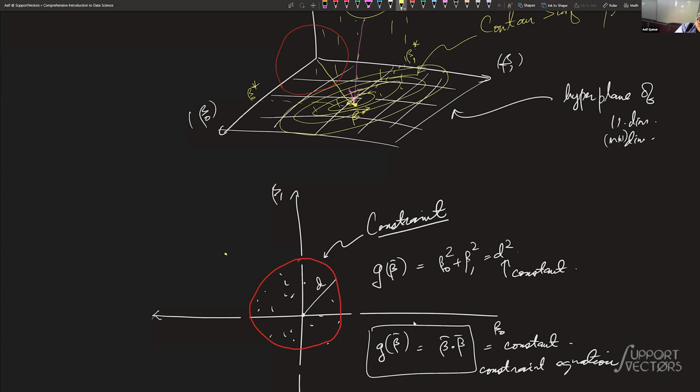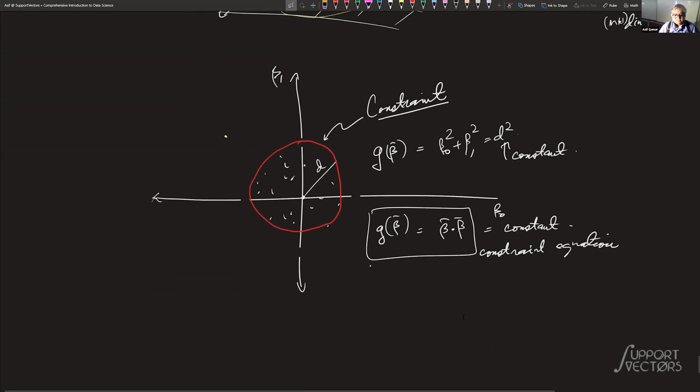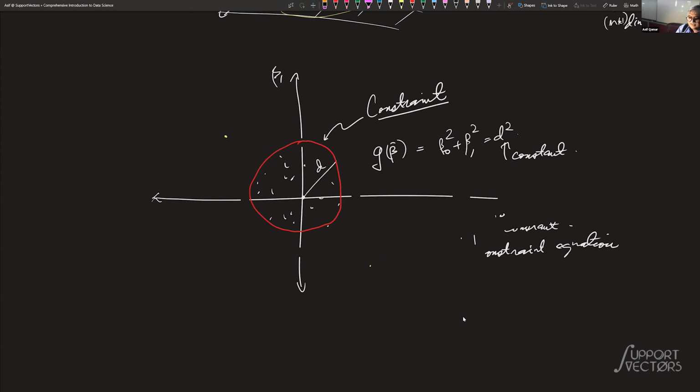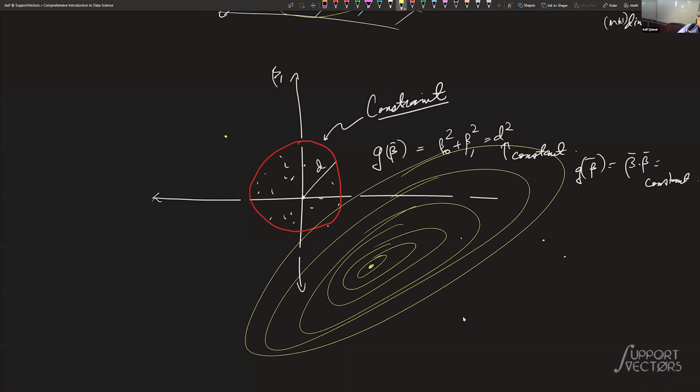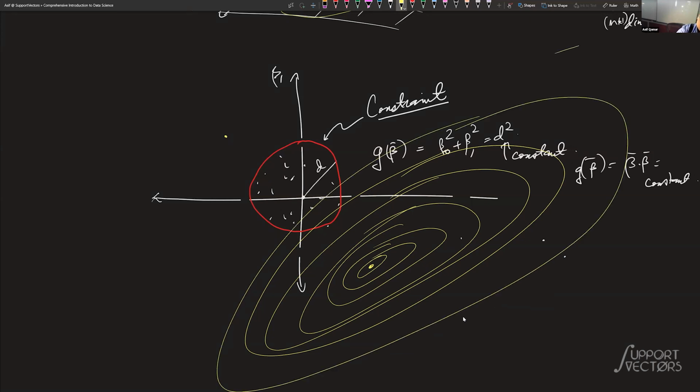This was your optimal beta. It looks like it's to be here, but actually I could make it here still. Let me move this text somewhere else. So this is the same as G of beta is equal to beta dot beta, constant. So now let's look at the yellow lines. These are the contour surfaces, the contour lines, isn't it? And let me make it even bigger.